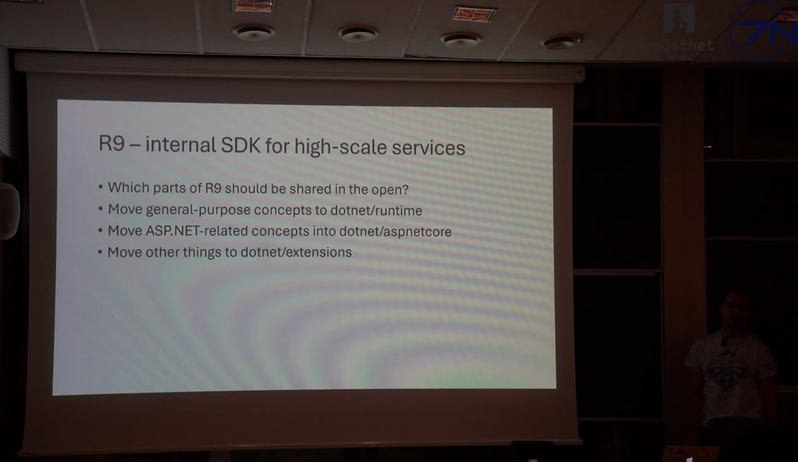Before I get to Aspire, I would like to talk about R9, because it has introduced a lot of cool things into .NET 8. So what is R9? R9 is an internal SDK used at Microsoft by high-scale services written in .NET. A good example is the Teams backend. Some of these services are handling billions of requests per day, and of course, they are reusing the code. We had this internal SDK, and our architects sat together with the architects of R9, and they had a discussion about whether some of these things should become part of .NET or ASP.NET, or should be open in general.